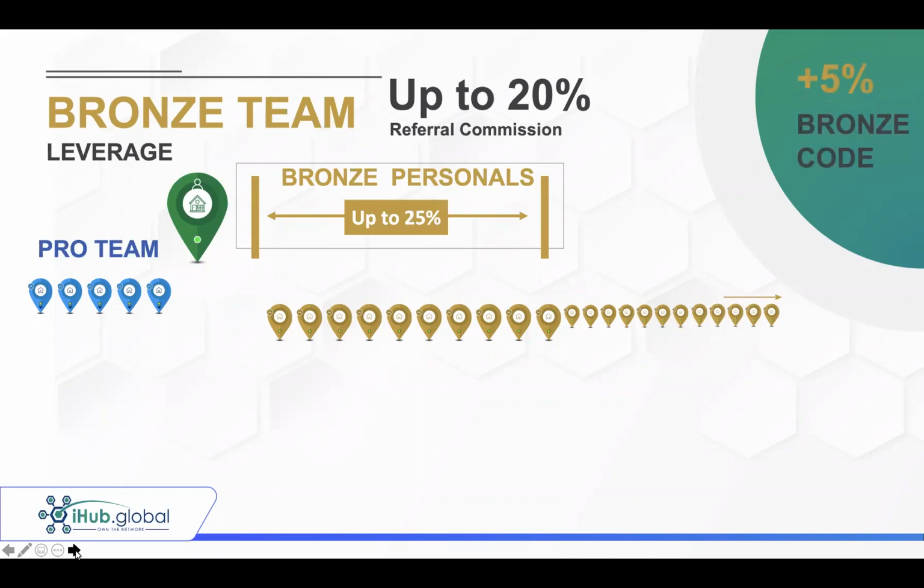And on those roll-ups, you get that 5% bronze code. You don't get the referral commission because you didn't refer them. Somebody else referred them. The people below you referred them. So they're getting that referral commission, but you're getting that 5% code. It just continues to roll up. You inherit the first 5 forever, okay?